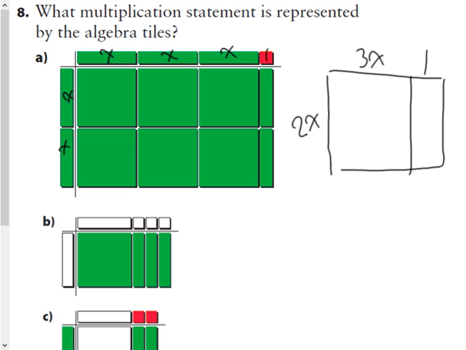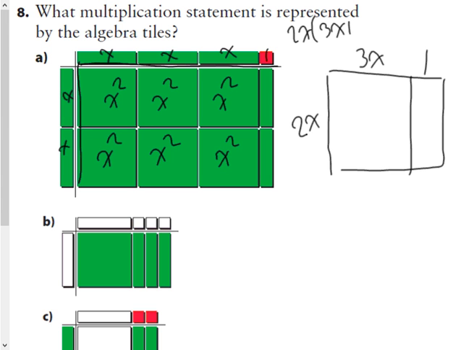So when we take this length and multiply it by this width, when we fill everything in, we see we have these are x squared tiles. We would have 6x squared tiles. So we'd have, hold on, let's just write this again. 2x multiplied by 3x plus 1 would equal 6x squared tiles, there they are right there, plus an additional 2x tiles.